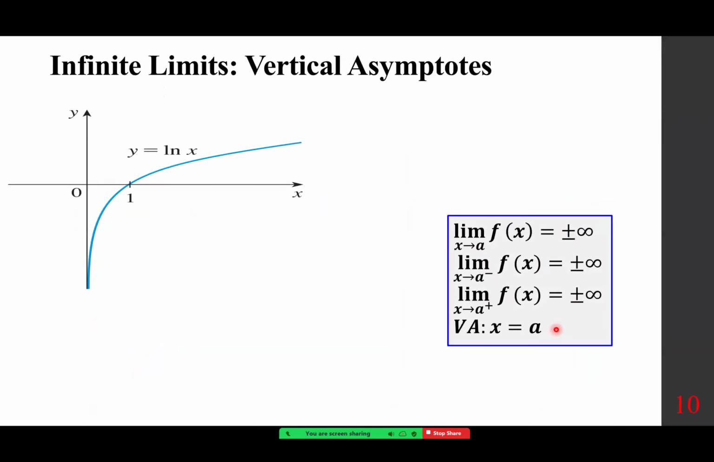For example, one of those functions you're familiar with, a logarithmic function, more specifically a natural log with base e, looks like that. And as you can see, the limit of this function as x approaches 0 from the right side is negative infinity. Because of this and this definition, x equals 0, or the y-axis, is our vertical asymptote.